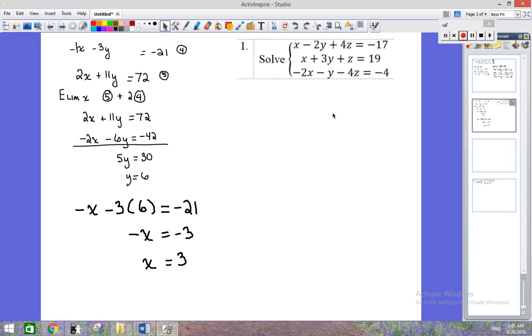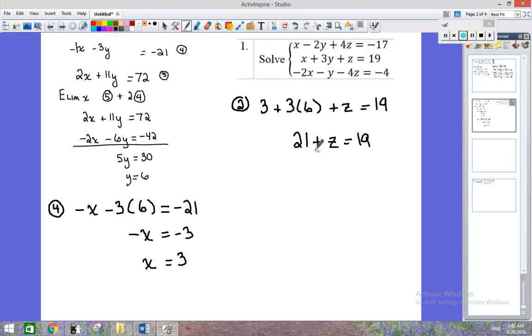Alright, and it doesn't matter which of these we use. I just usually scan and see if there's an easy choice. Like if I'm solving for z, I just may as well use equation number 2 there. So if I use equation 2, and this was equation 4, but we substituted in for y. So equation 2 has x, but we know x to be 3. 3 plus 3 times y, but we know y to be 6, plus z is equal to 19. So we've got 3 times 6 is 18, plus 3 is 21. And if you subtract 21 from each side, you can see that you'd have to take 2 away from 21 to get to 19.